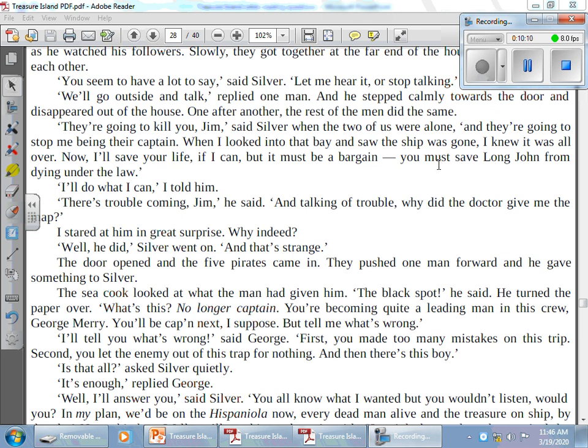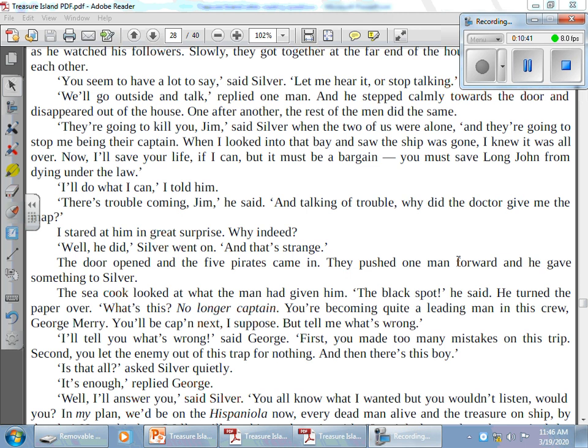"There's trouble coming, Jim," he said. "And talking of trouble, why did the doctor give me the map?" I stared at him in great surprise. Why indeed? Well, he did. Silver went on. "And that's strange." The door opened and the five pirates came in. They pushed one man forward and gave something to Silver.